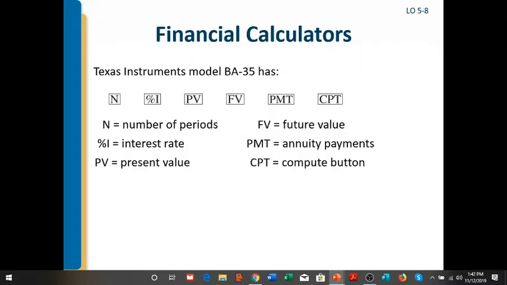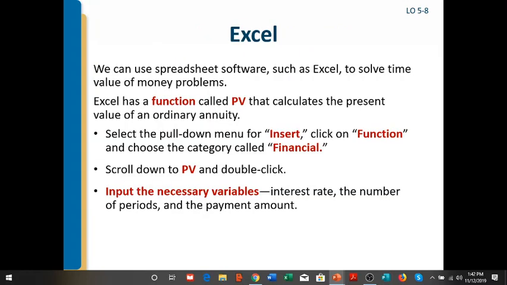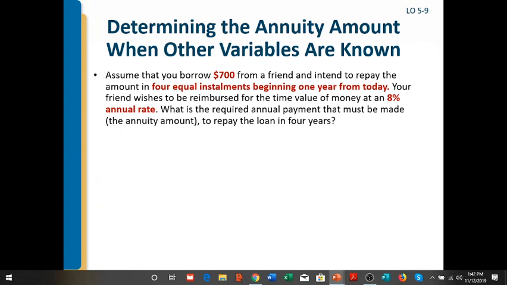Of course, nobody uses financial calculators anymore, but you could do this on a financial calculator. I find it cumbersome. Much easier to use Excel. Excel has this present value calculation, and we'll talk about it next time.